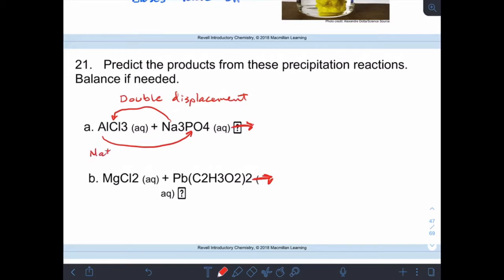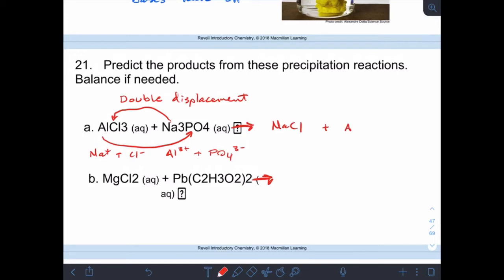Okay, and just to remember how that goes, we're going to be putting a sodium plus and a chlorine minus, and then we're going to have an aluminum 3 plus and a phosphate 3 plus, or excuse me, 3 minus. Okay, so I just want to correctly combine those things on the other side. So I'm going to have NaCl, because it's a 1 plus and a 1 minus, and just aluminum phosphate, because it's a 3 plus and a 3 minus, so I just need one of each.